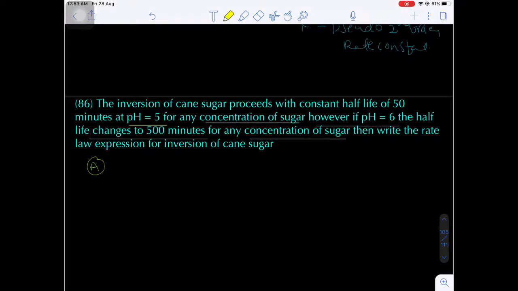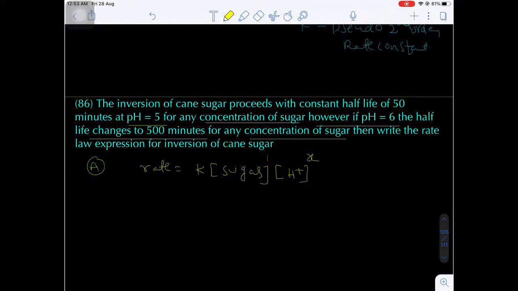Now, rate law expression: rate equals K times the sugar concentration multiplied by the H plus ion concentration. Now here, if you see the information given, irrespective of the concentration of the sugar, the half-life is 50 and the half-life is 500. Do you know in first order kinetics the half-life value is independent of the initial concentration? Yes or no? That means with respect to sugar the order is 1, and with respect to H plus ion concentration we don't know the order. Let's suppose the exponent, that is the order, is x.